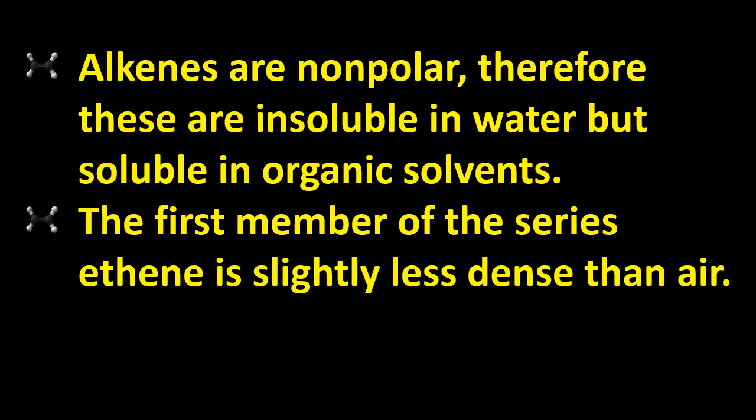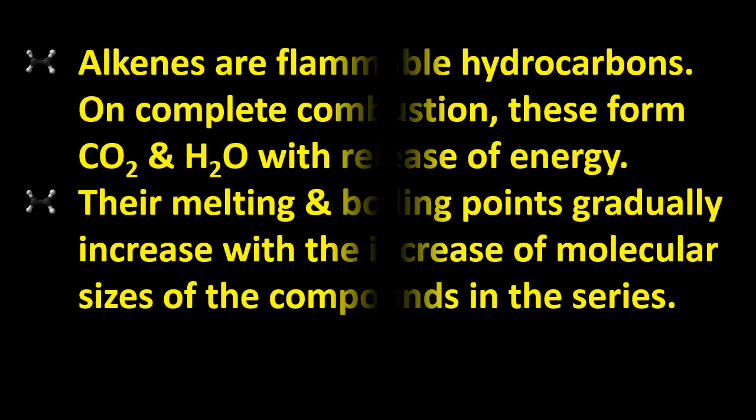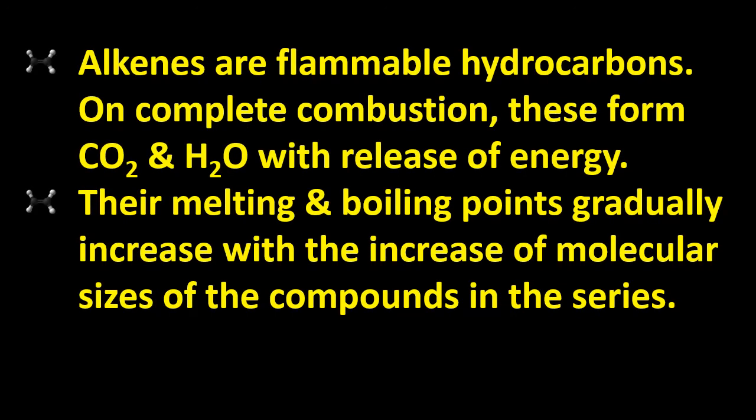The first member of the series, ethene, is slightly less dense than air. Alkenes are flammable. It means they are combustible. They can burn. On complete combustion, these form carbon dioxide and water with release of energy. But lower alkenes are more combustible as compared to the higher alkenes.